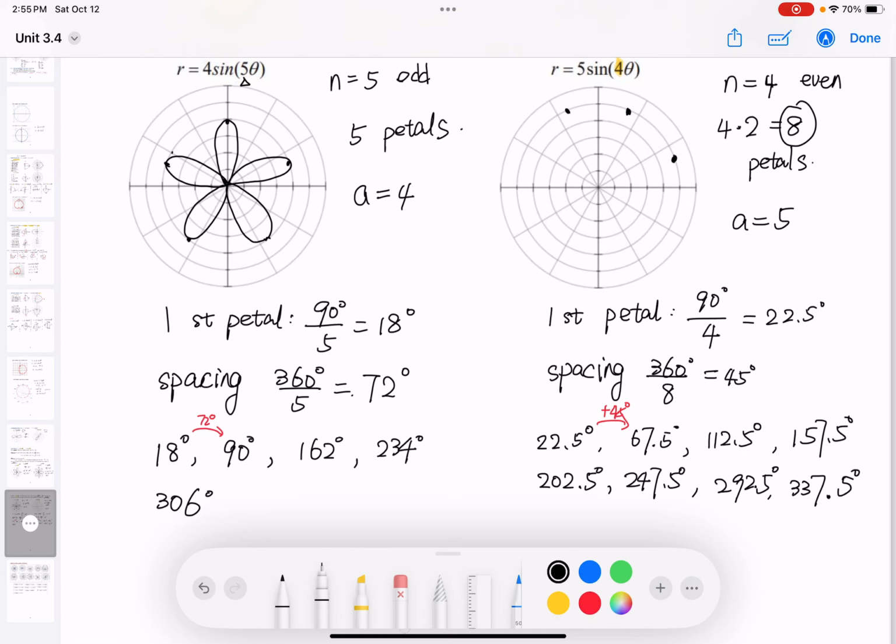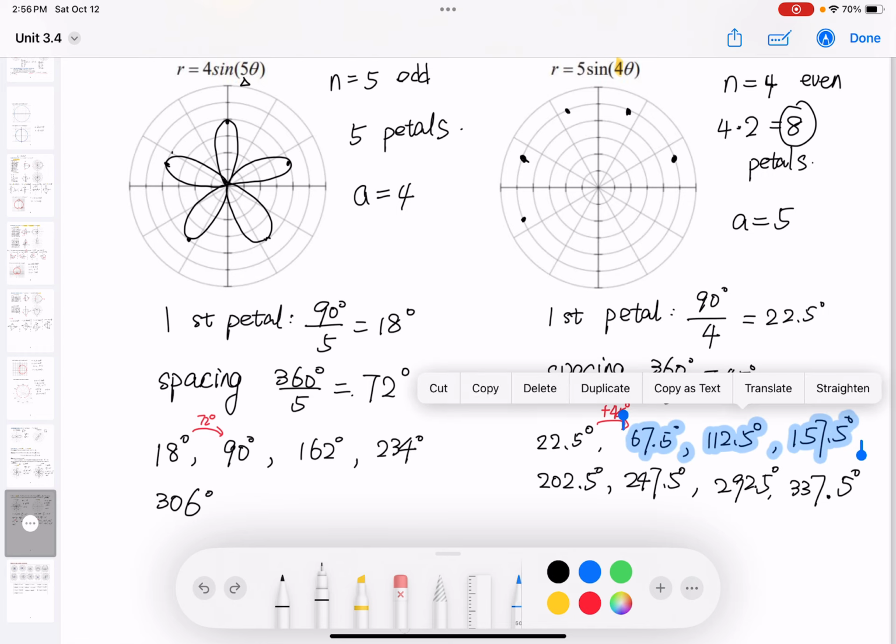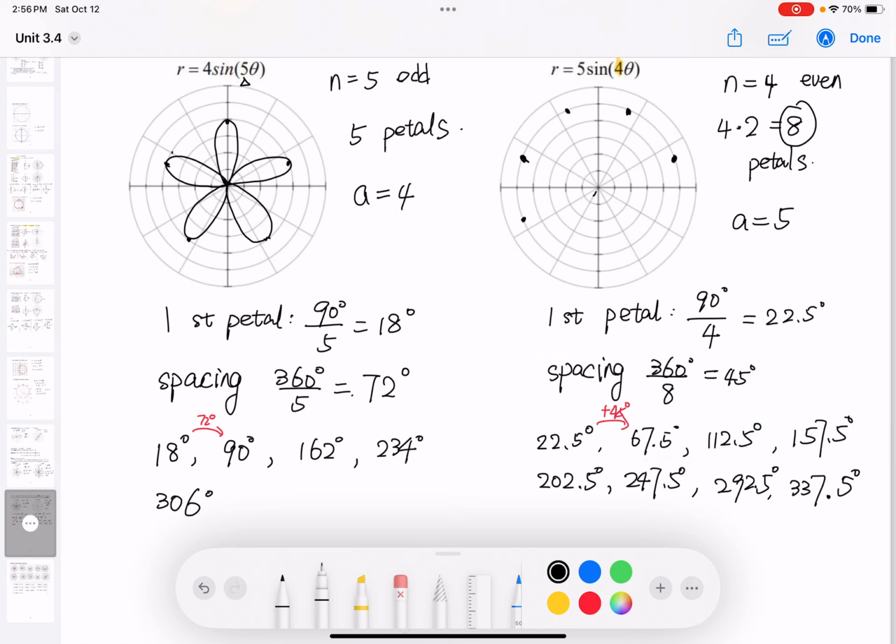157.5 is about here. And then 202.5. So 202, 180, and this is okay. It's about here, because this is 210, it's less than 210. The next one is 247.5. So this is 225, so it's more than 225.